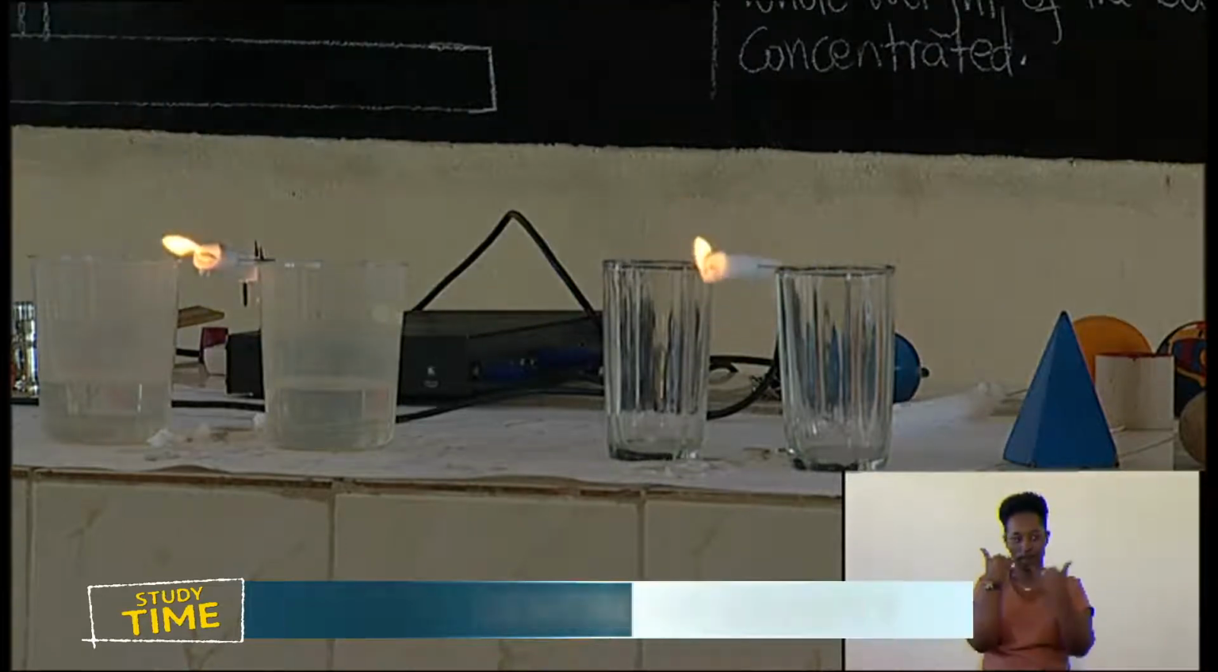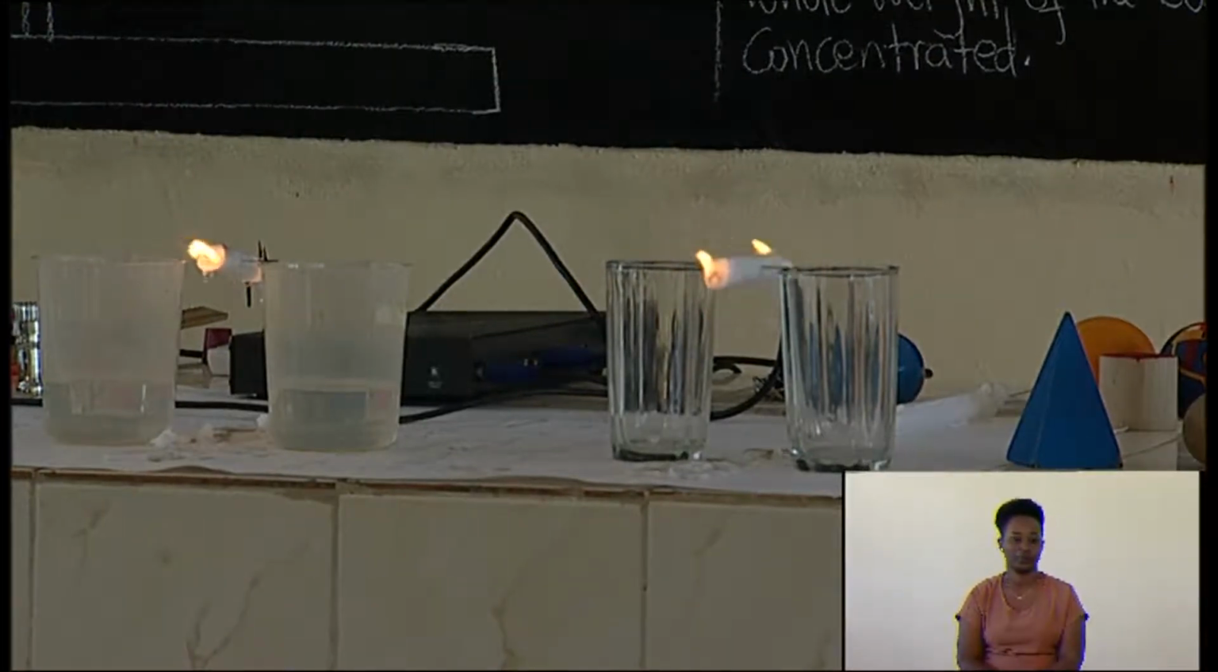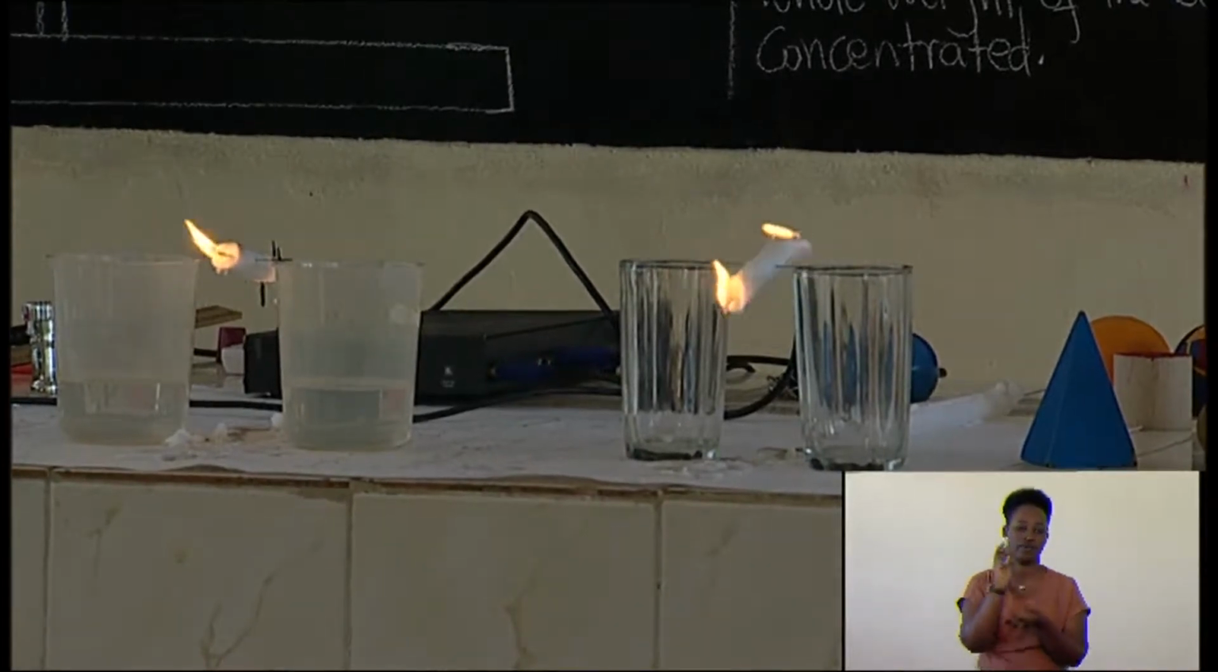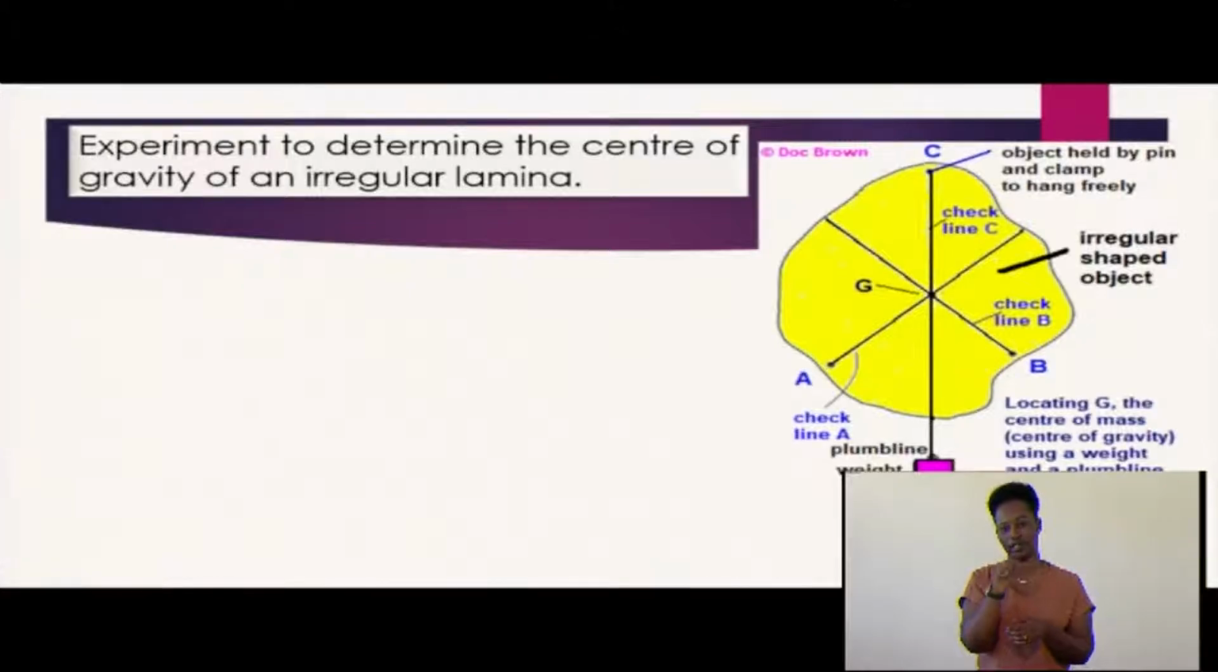So we have seen how to determine center of gravity of regular objects. And so now we want to look at an experiment to determine the center of gravity of an irregular object. Okay? That's what we want to look at. Experiment to determine the center of gravity of an irregular object. So this is our irregular object, which you can see there.